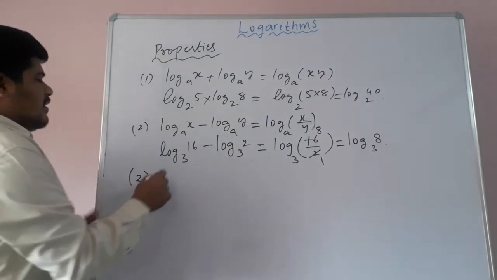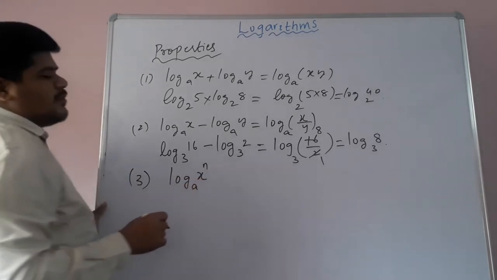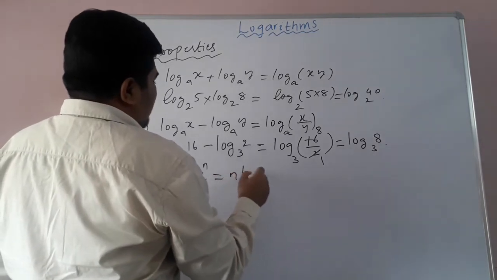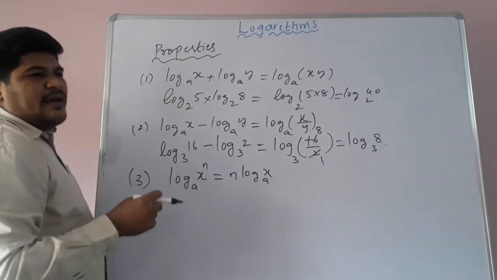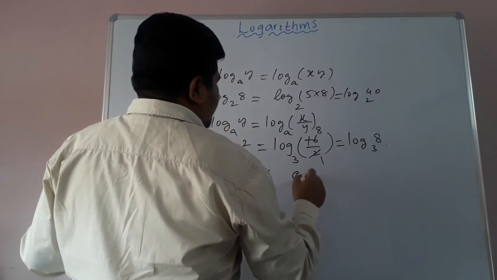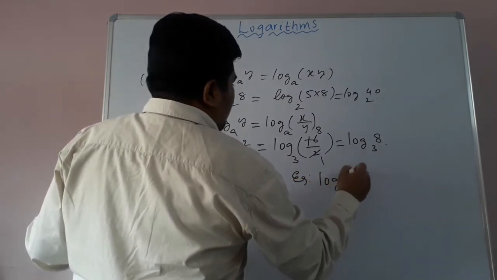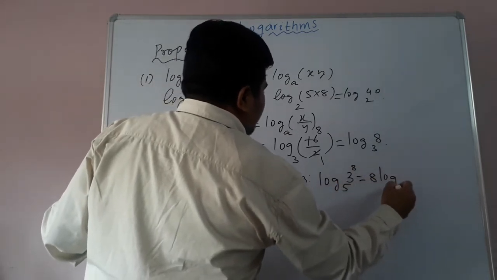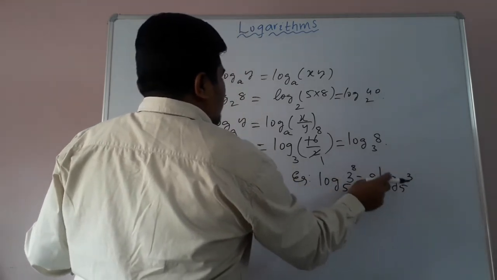Next, log x power n base a. If it is like this, that is equal to n log x base a. This exponent becomes the coefficient. Log x power n base a is equal to n log x base a. For example, log 3 to the power of 8 base 5 can be written as 8 log 3 base 5. So this exponent becomes the coefficient.